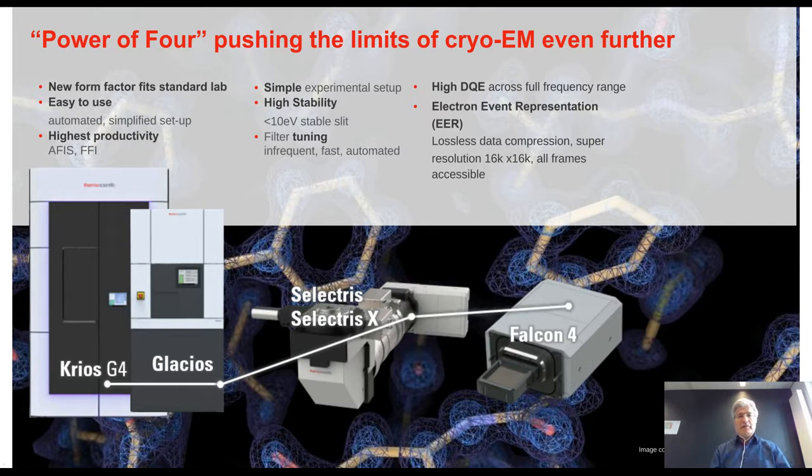And then the third component, which is of course also an integral part of the Selectris, but it can also be used standalone, is the Falcon 4 camera. We have significantly boosted the speed of the Falcon 4 camera, but in addition to that, we have also pushed the DQE, the sensitivity, across the entire frequency range for those doses that are typically used for cryo-tomography and single particle analysis. But last but not least, we have also implemented this nice feature called electron event representation, which is a clever way to do more efficient lossless data compression while still benefiting from the full temporal and spatial resolution. So because of this sub-pixel accuracy capability, we can also enable the super resolution capabilities of the camera.